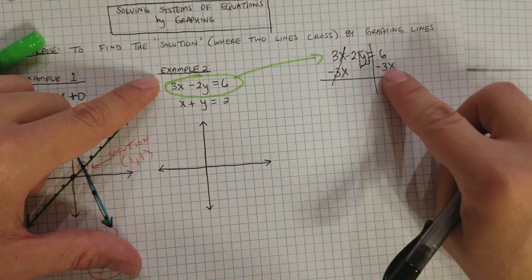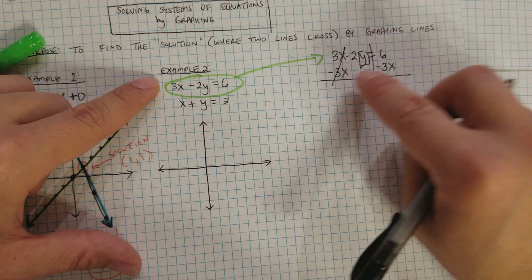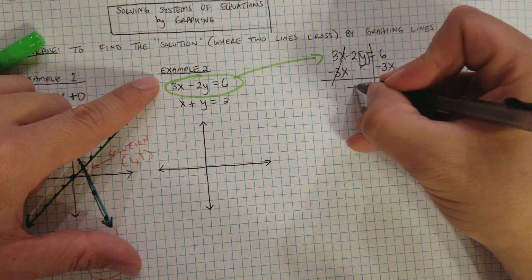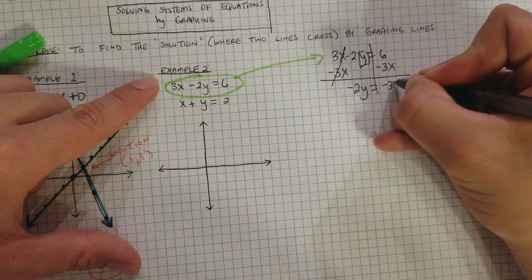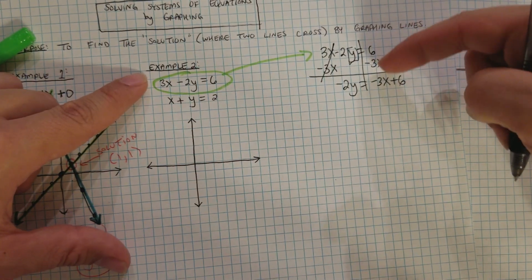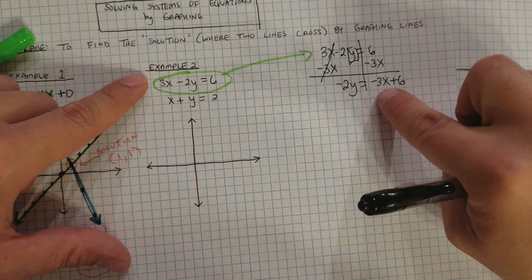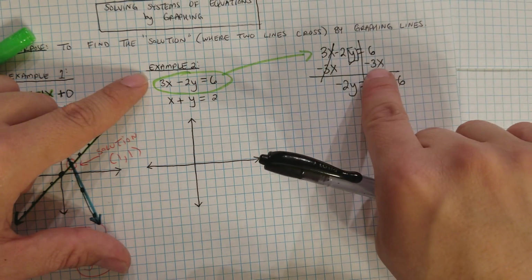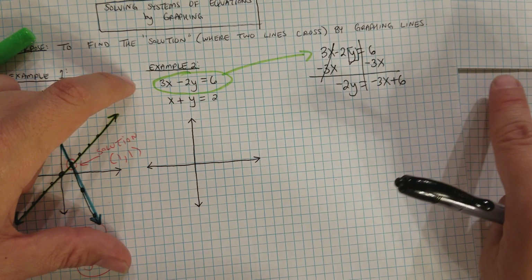So starting with the x, the 3x and the negative 3x cancel out. You get negative 2y is equal to negative 3x plus 6. Again, we're not combining these two. This is not 9x, this is not 3, whatever. You're just rewriting it. So it stays negative 3x, stays 6. You're just writing it longways.